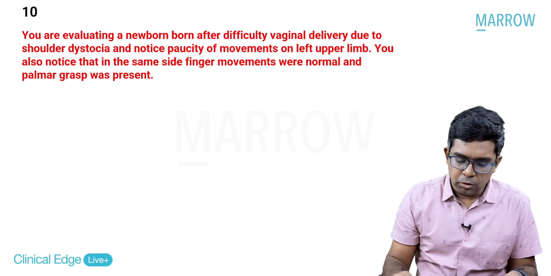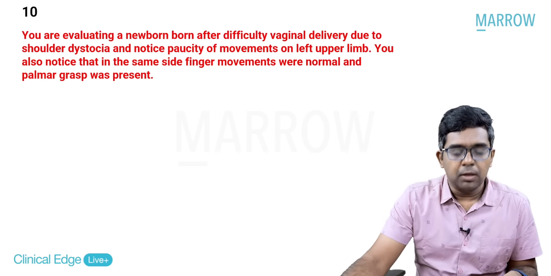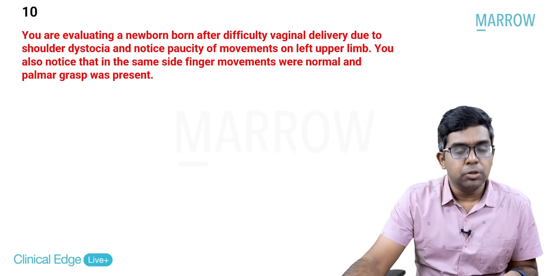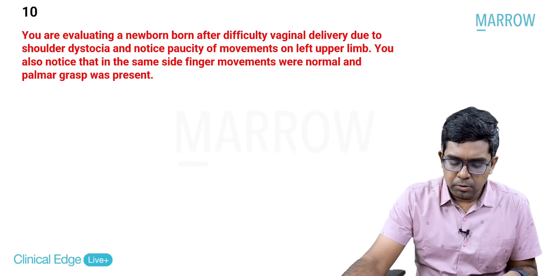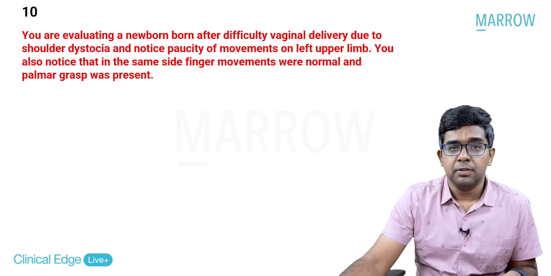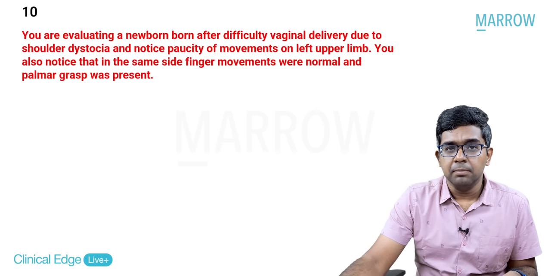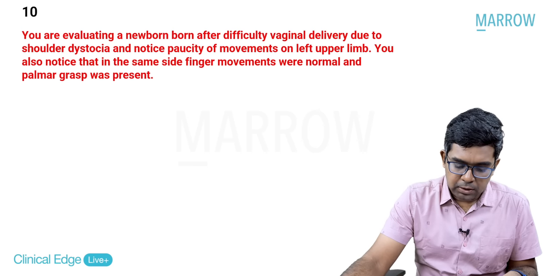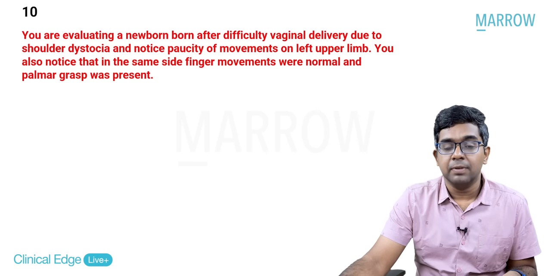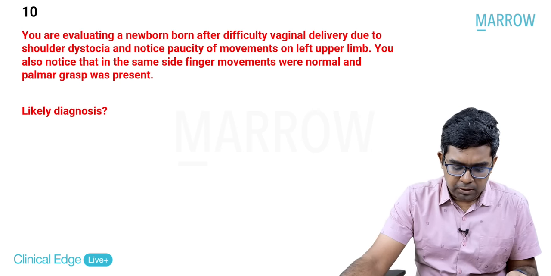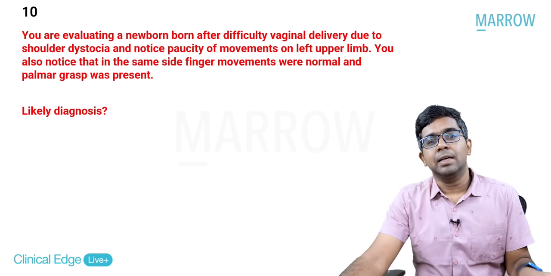You are evaluating a newborn after a difficult vaginal delivery due to shoulder dystocia, and you notice paucity of movements on the left upper limb. That means the movements on the left side of the limb have decreased. You also notice that on the same side, finger movements were normal and palmar grasp was present. Now the question is, in this setting, what could be the likely diagnosis?